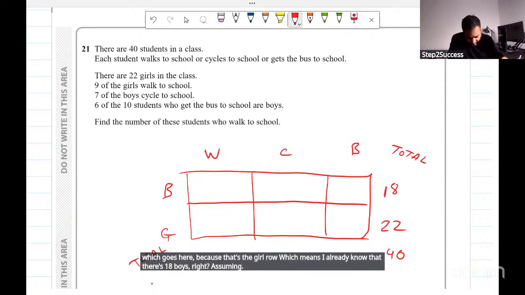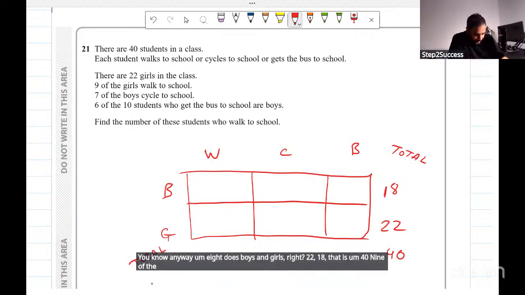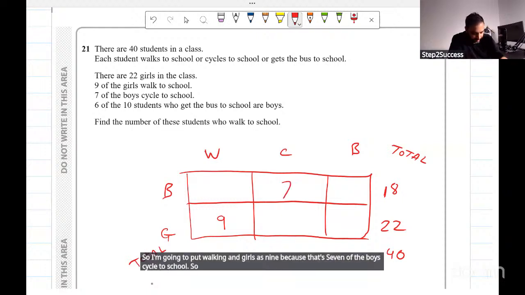Assuming there's boys and girls, 22 and 18, that is 40. Nine of the girls walk to school, so I'm going to put walking and girls as nine, because that's nine. Seven of the boys cycle to school, so there's seven boys that cycle to school.